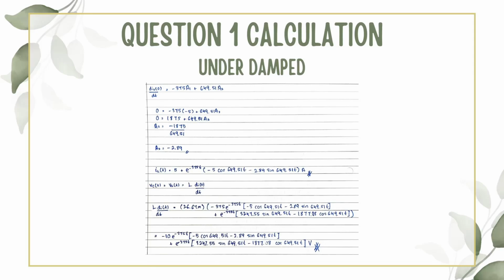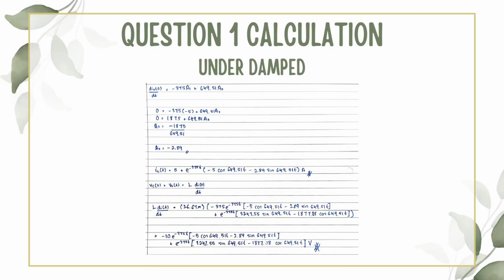And then the VCT for underdamped is -10 exponential power of -375 T open bracket -5 cos 659.51 T minus 2.89 sin 649.51 T close bracket plus exponential the power of negative 375t, open bracket, 3247.55 sine 649.51t minus 1877.08 cos 649.51t, close bracket, volt.